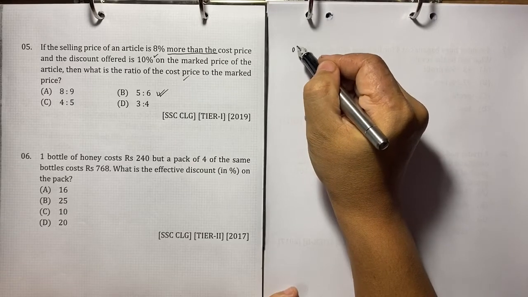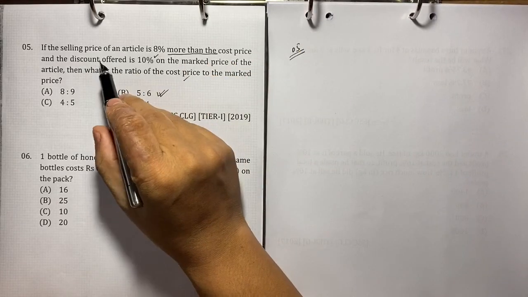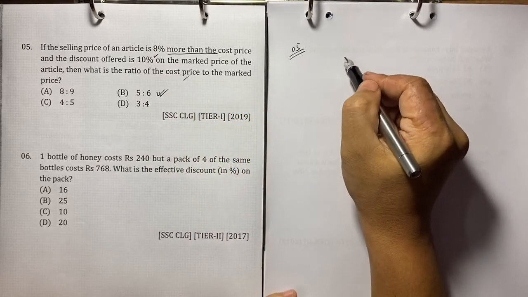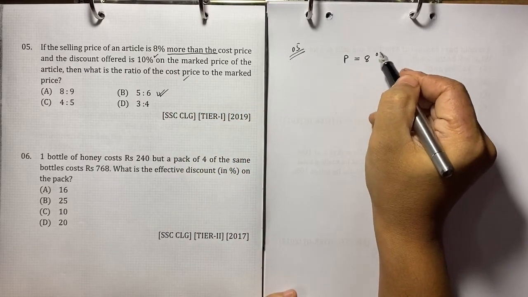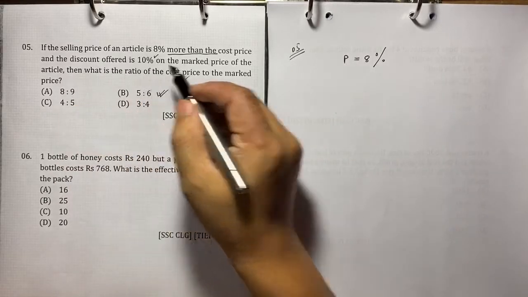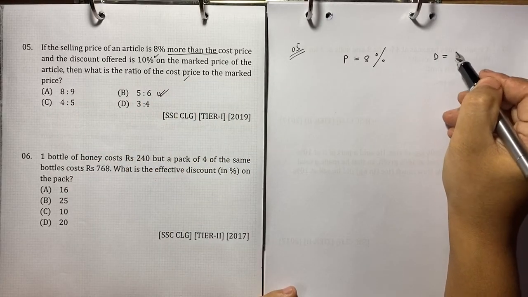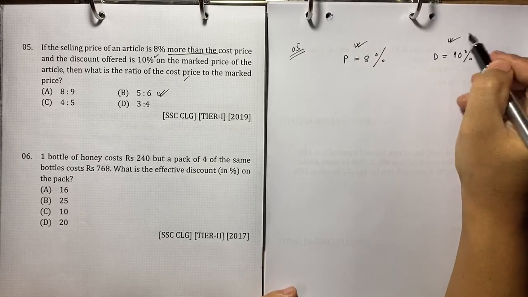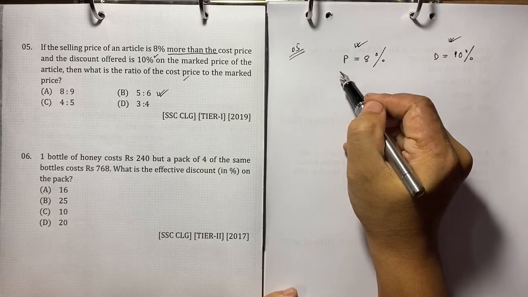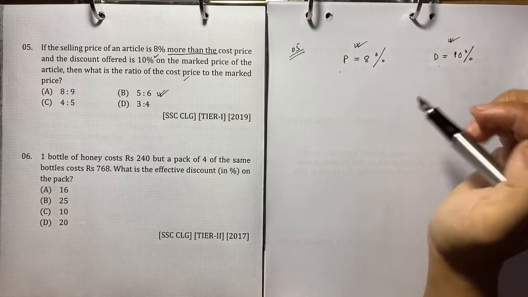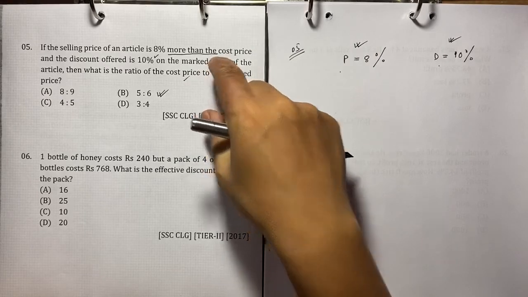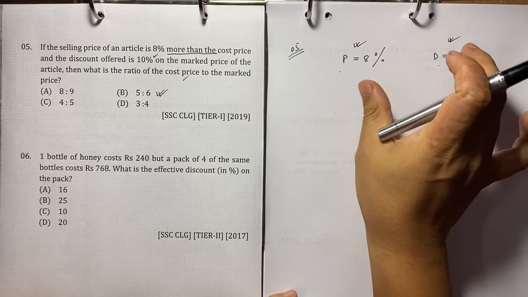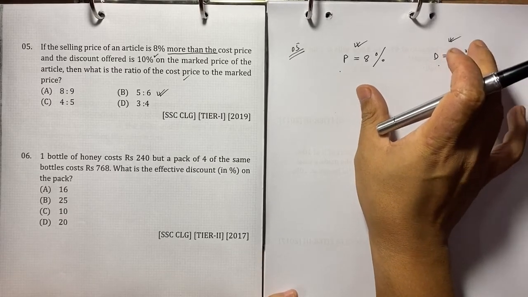Now let us look at this problem once more. The selling price of an article is 8% more than the cost price, meaning the profit equals 8%. Then the discount offered is 10%. So the profit percentage and discount percentage are given, and we can get the selling price in both cases. This is a very common problem. In such a question, when a profit percentage or discount percentage is given, we calculate the selling price.